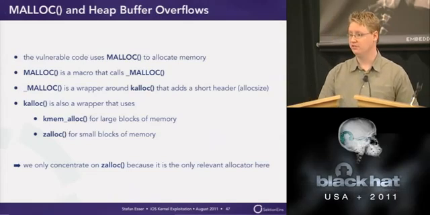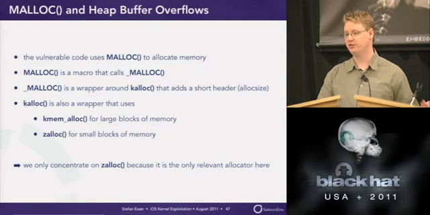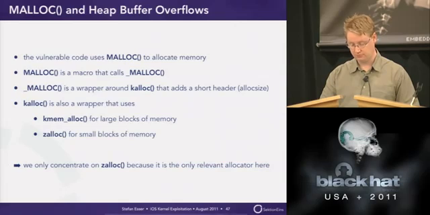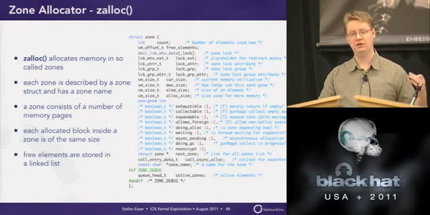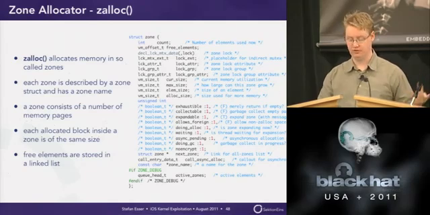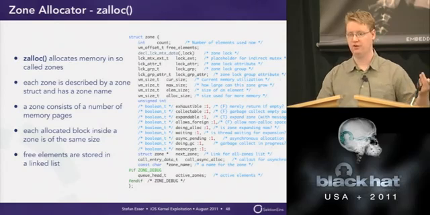And calloc itself is again a wrapper around two different allocators, the kmem allocator and the zone allocator, zalloc. One of them is used for large blocks, and the other one is used for small blocks. We are only interested in the small blocks right now, so we don't care about the other one. So zalloc is a zone allocator, which means the memory is divided into zones.